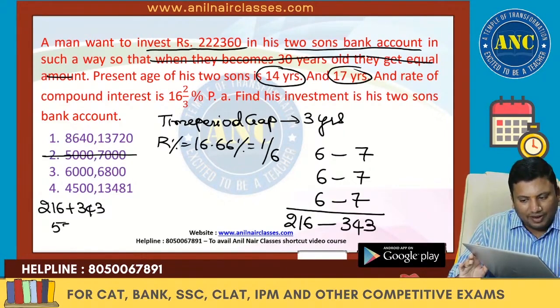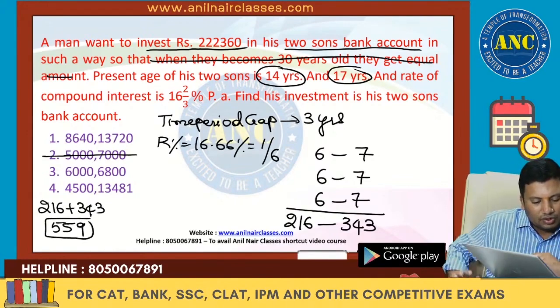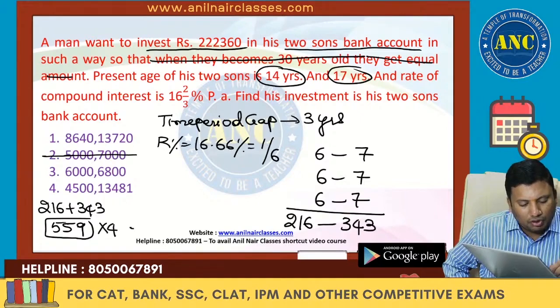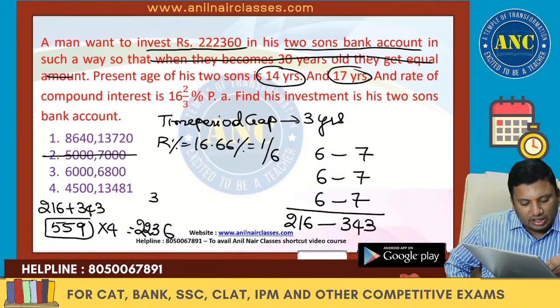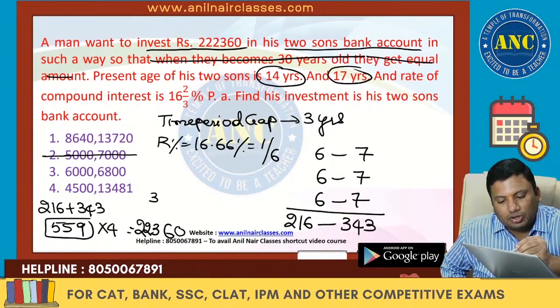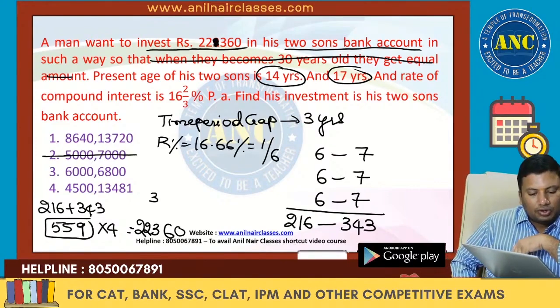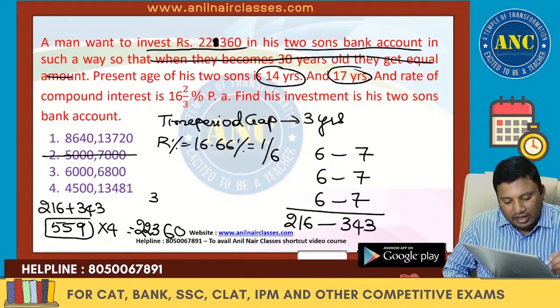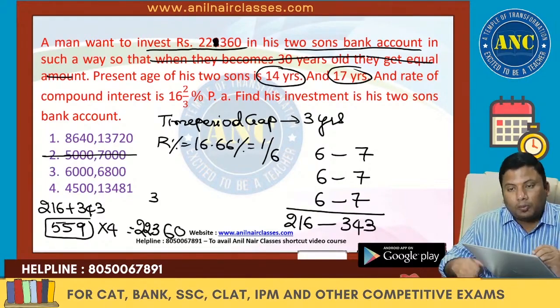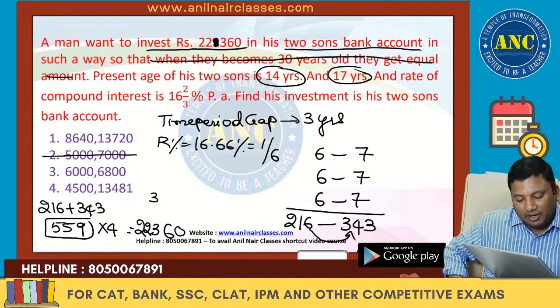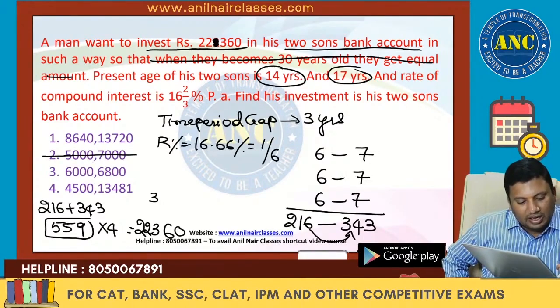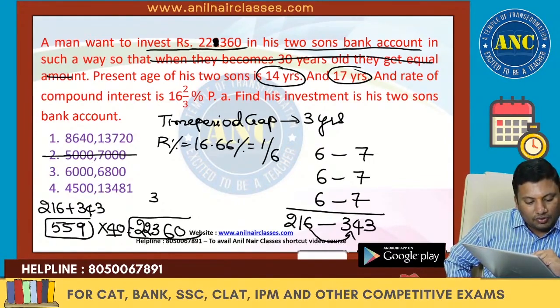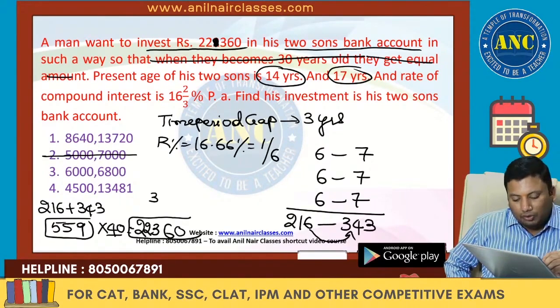This is nothing but 559. So if I take 559 into 4, this is 2236. This is nothing but 223. So it is into 40, it is 22,360. Now see here, it is into 40. I hope it is clear, right? 216 and 343, it is 559. 559 into 40 is 22,360, right? 223, 20 into 40 we require.